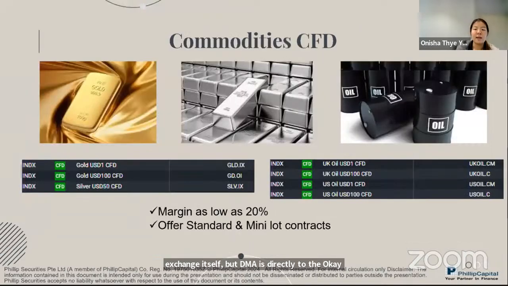So here, for commodity CFD, you can get access to the top 3 most traded commodities, which are gold, silver, and oil. Our margin can be as low as 20%, and we also offer the standard and mini lot contracts.